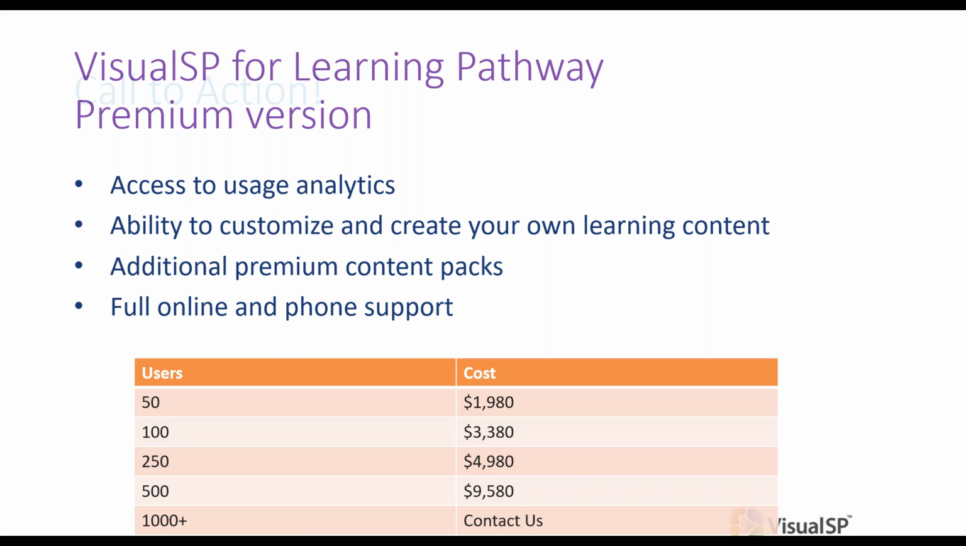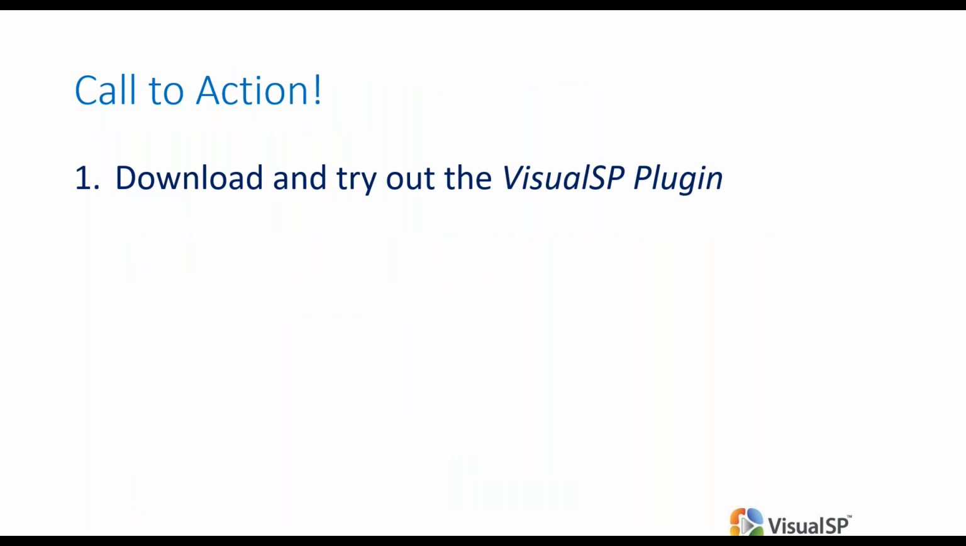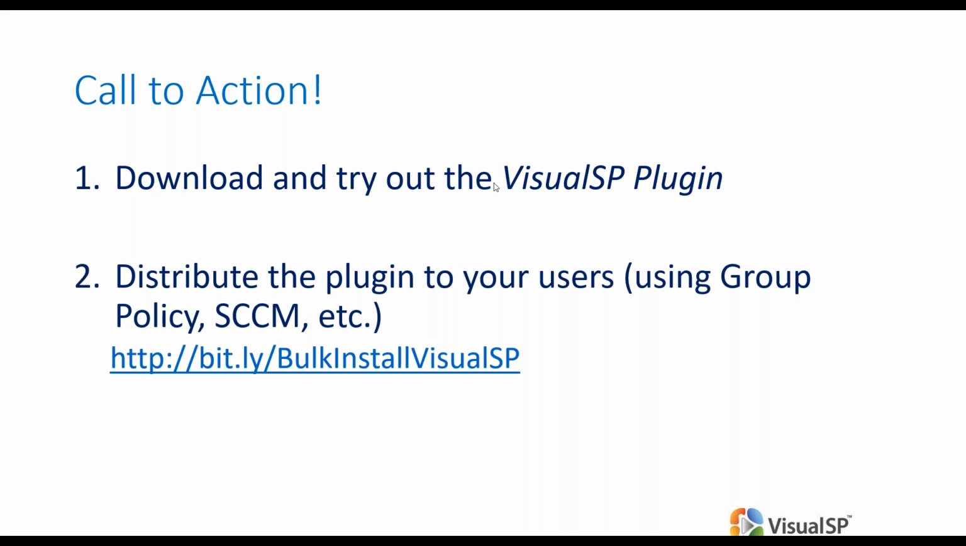Okay, call to action. Download and try out the VisualSP plugin. All you have to do is just search for this VisualSP plugin, those two words, and you'll get to it. And you can distribute the plugin to your users also if you like. They can get it manually, obviously, or you can do it through group policy, SCCM. We even have an article about that: bit.ly bulk install VisualSP. You'll see exactly the different ways if you're not familiar as to how you can do the bulk install. And if it's useful for you, go for it.